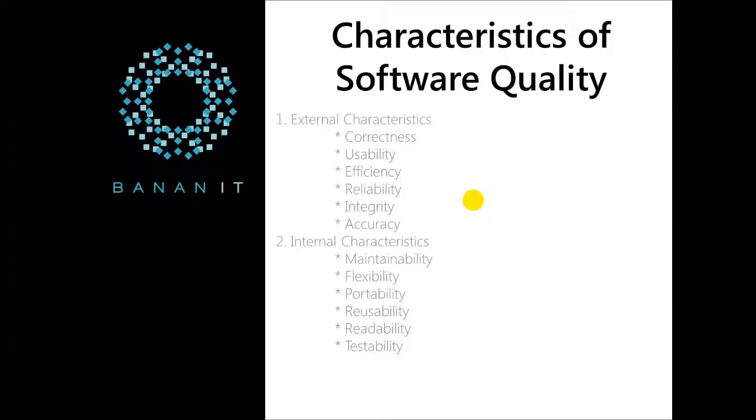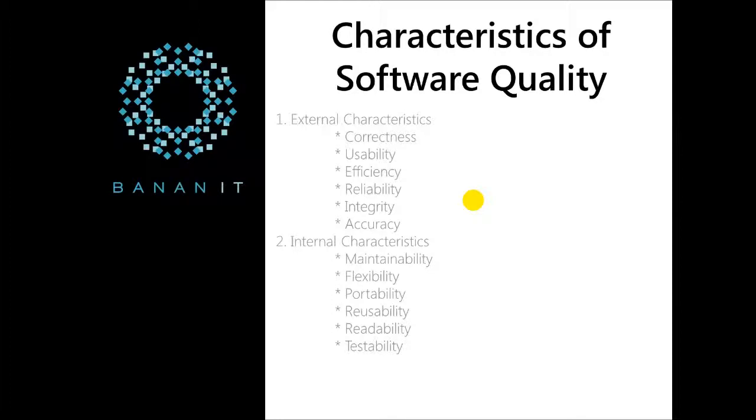Another characteristic is usability. Usability means the system is easy to learn and use. Another great characteristic is efficiency. Efficiency means the software uses a minimal set of the system's resources. In order for the software to work, it doesn't use much memory, and it doesn't take much execution time. It is efficient. It uses few resources to actually do its job.